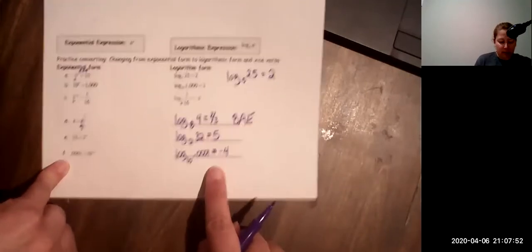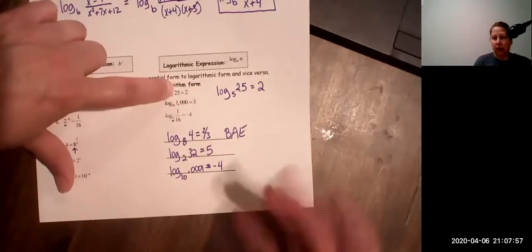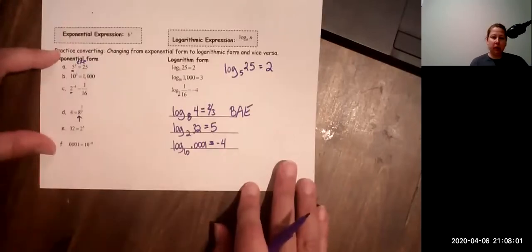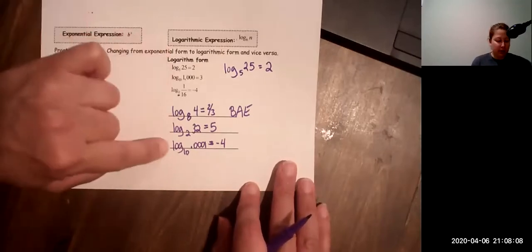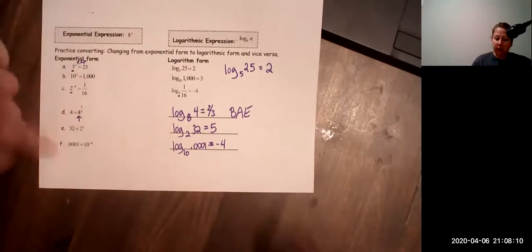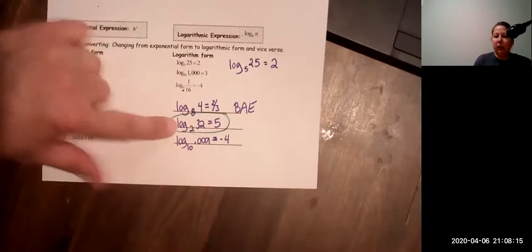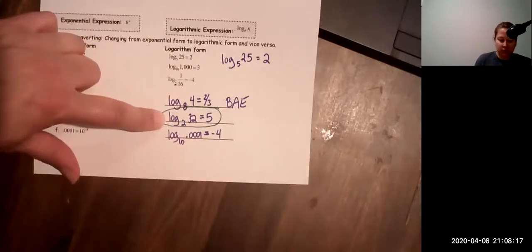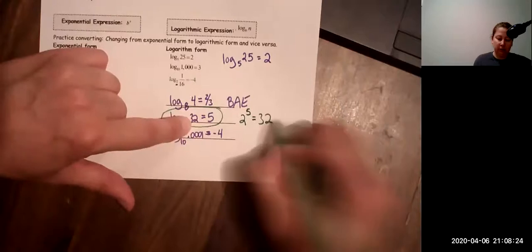If I did this and I said, does 5 squared equal 25? That should work out, and it does. You're going to need to be able to convert an exponential equation or expression into a log. And you need to be able to take a log and go backwards to this. So let's look at that for a second. If I gave you this problem right here and I said, rewrite this log as an exponent, you start with the base and you say 2 to the 5th equals 32.